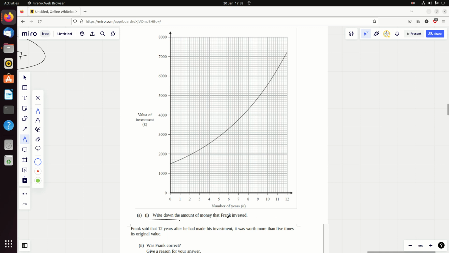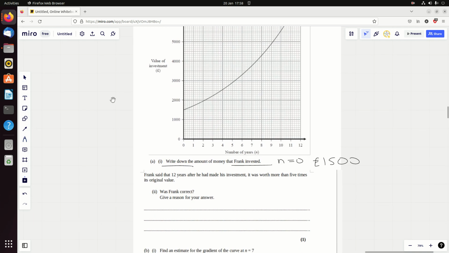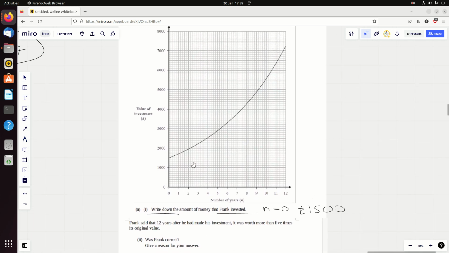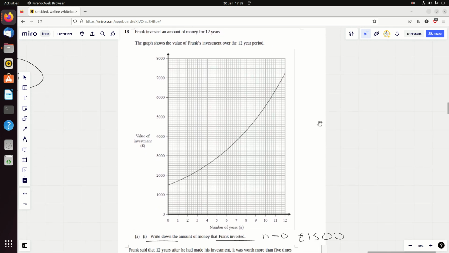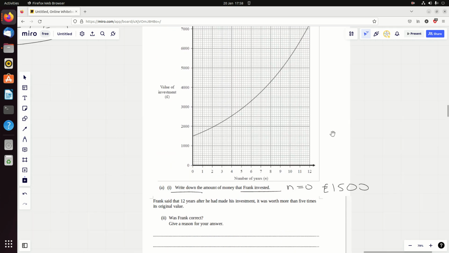But, you know, the amount of money that Frank invested at the start, this is his value of investment after 12 years. Well, the original amount he invested is when n equals 0, i.e. £1,500. Yeah, you've just got to read off the graph there. I saw all sorts of crazy answers for that. I was like, it's just 1,500, because it shows the value of Frank's investment over a 12-year period. He invested an amount of money for 12 years.